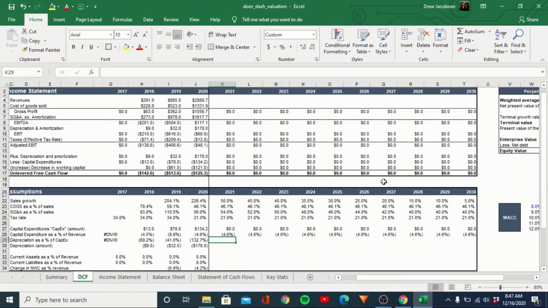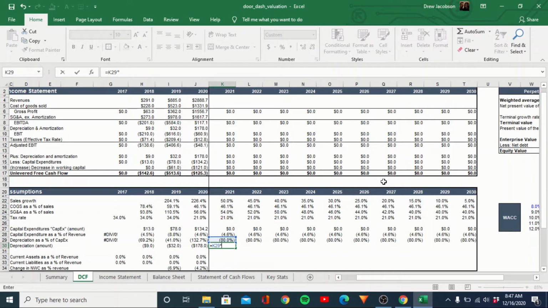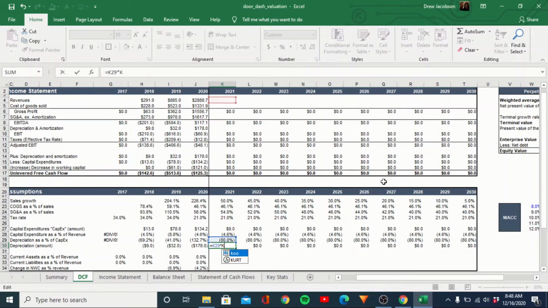Depreciation. I like sticking around 80%. I like to think that you're going to be depreciating, but you're going to have growth CapEx. So your depreciation is never going to equal your CapEx. Otherwise, you're just doing maintenance CapEx. Depreciation amount, that's just going to be times revenue. Oh, actually not times revenue. My bad. Times CapEx. There we go.